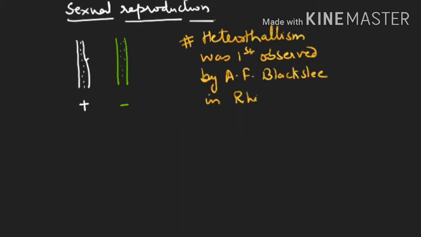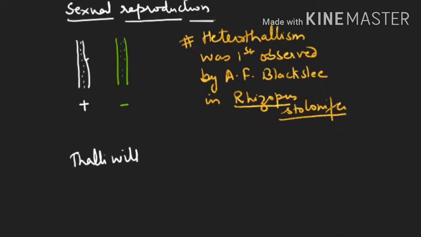This is again a PMT question, please understand it. Rhizopus stolonifer, what does it mean? Heterothallism means two different thalli will be there. One is working as plus, one is working as minus. Now, thalli of different strains will release a chemical, trisporic acid.